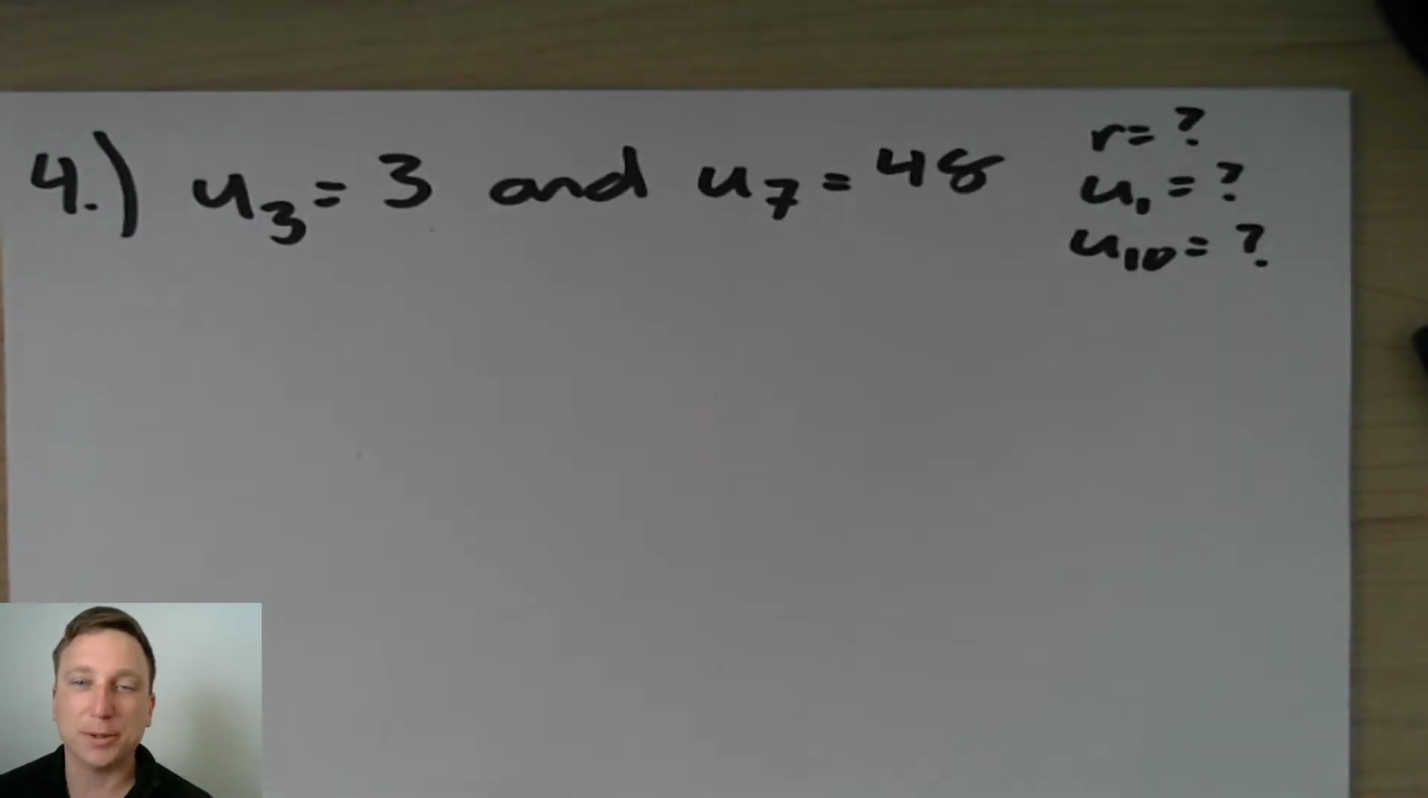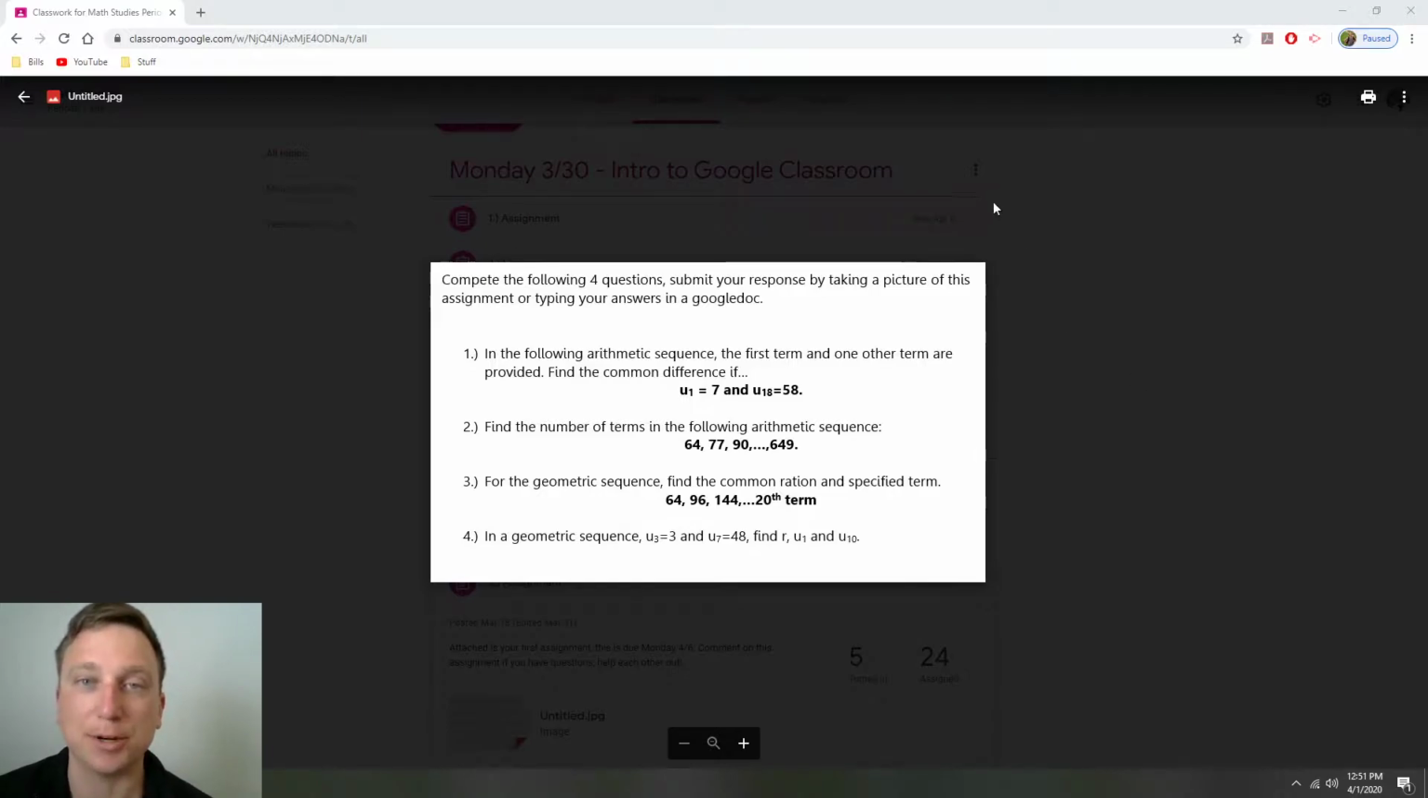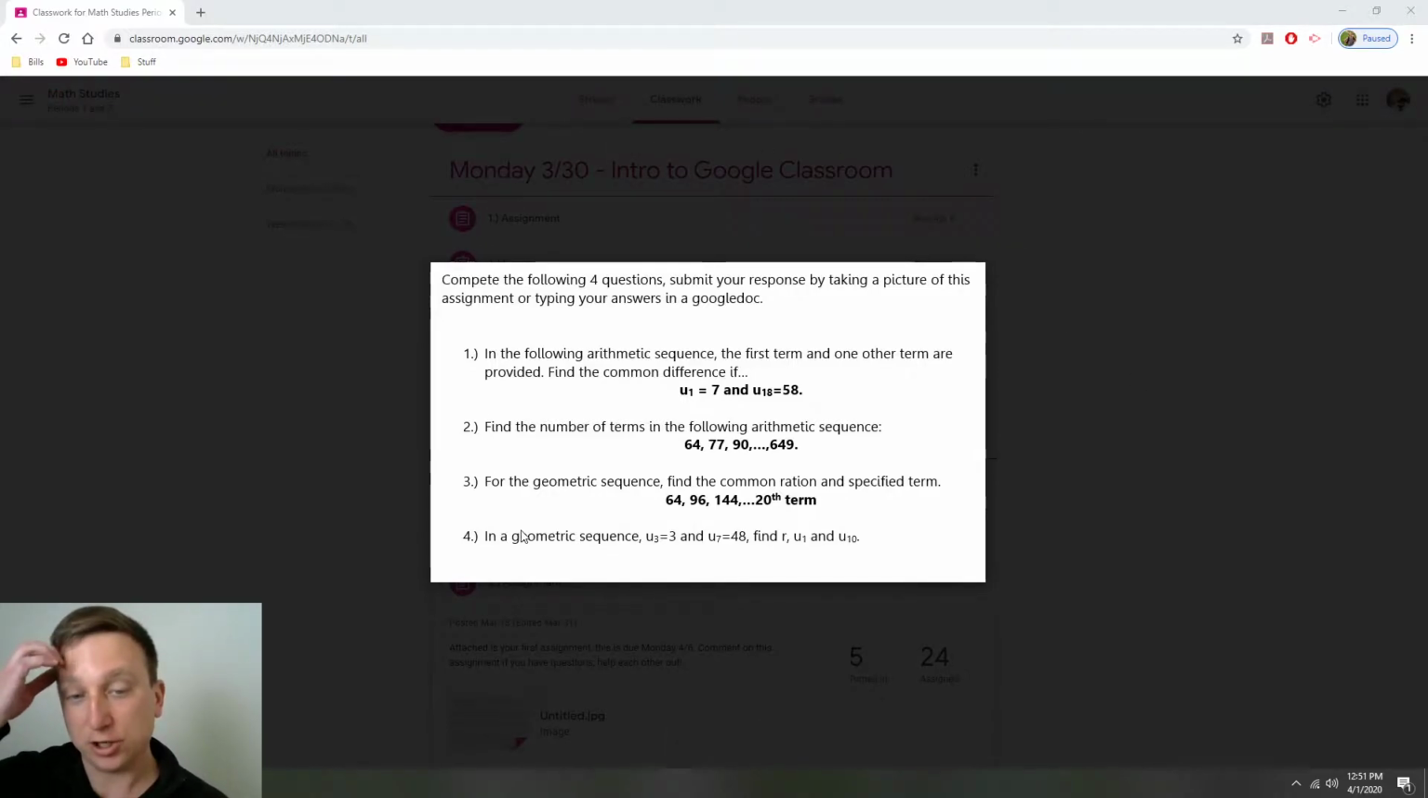Hi everyone. Here we are on question 4 of this week's practice, the last question of the practice that we have actually on arithmetic and geometric sequences. So on number 3 we looked at a geometric sequence and found a specific term of it. In this case we're going to be approaching a question like number 1, but in this case it's geometric.